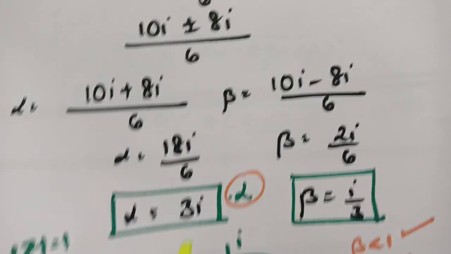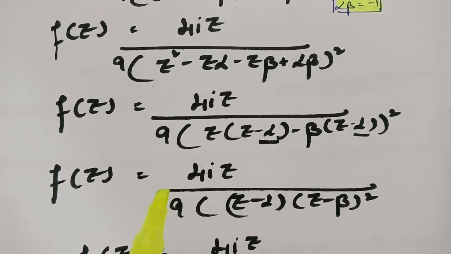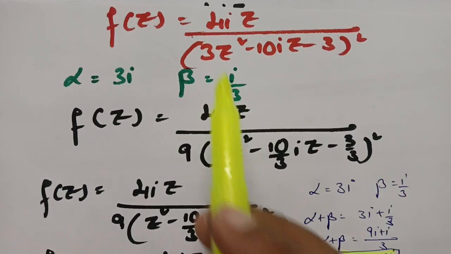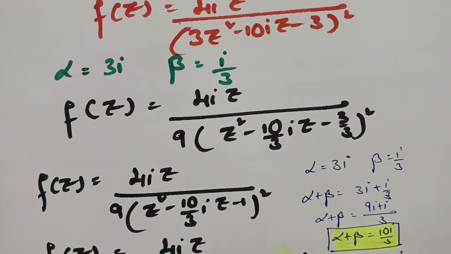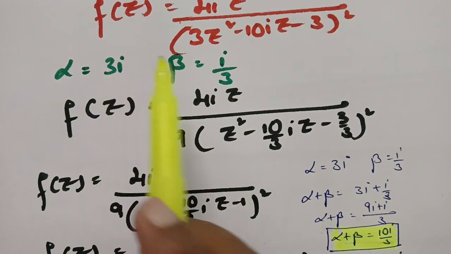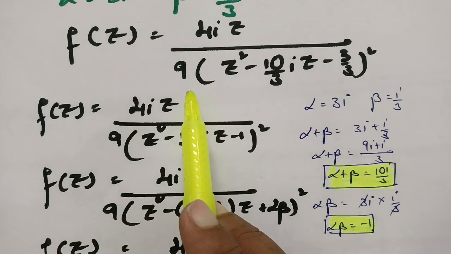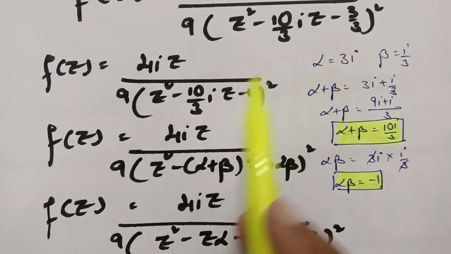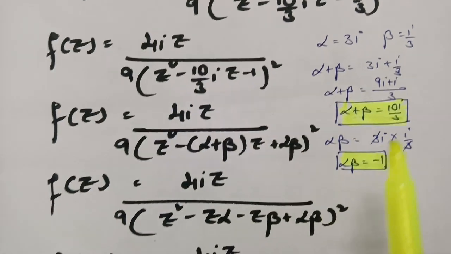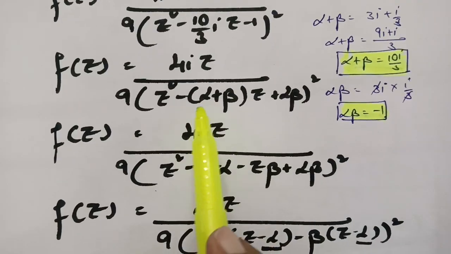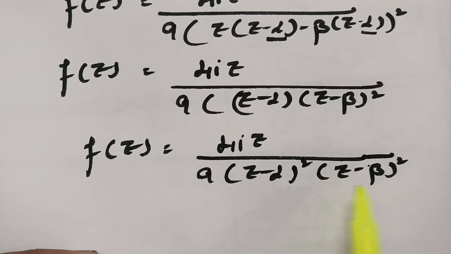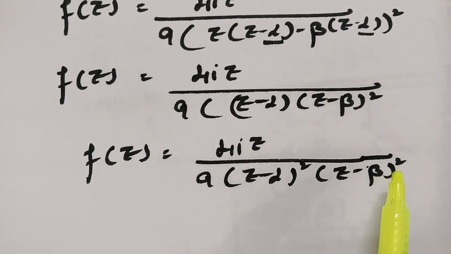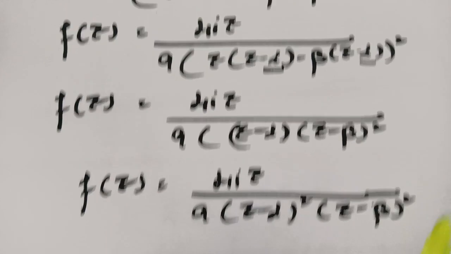So for the interior pole, we have to find the residue. In order to find the residue, first of all, I have taken this f of z, and as beta value is i by 3 and the alpha value is 3i, I have taken 3 common from this for my simplification, and see here. In place of 10i by 3, I wrote alpha plus beta. In place of minus 1, I wrote alpha beta, and clearly after solving, I got the f of z value as this one.